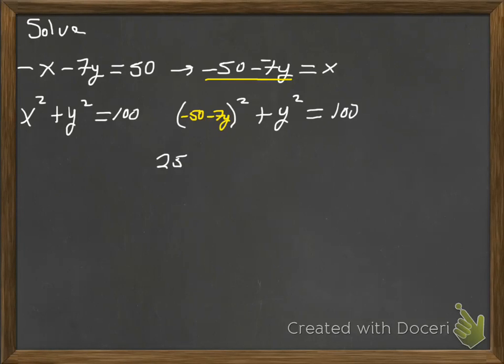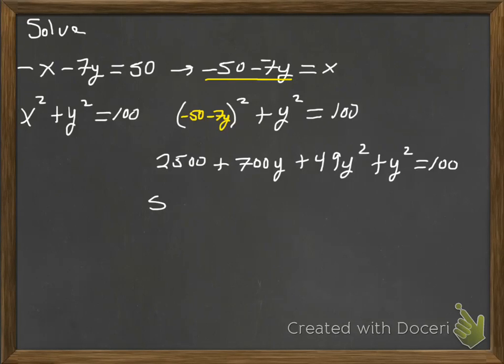So 50 times 50 is going to be 2,500. And then you have negative 50 times negative 7, which is going to be 350, and then we're going to do that again, so 350 plus 350 is going to be 700 with a y. And then negative 7y times negative 7y is 49y squared, plus the existing y squared, and that's going to equal 100.